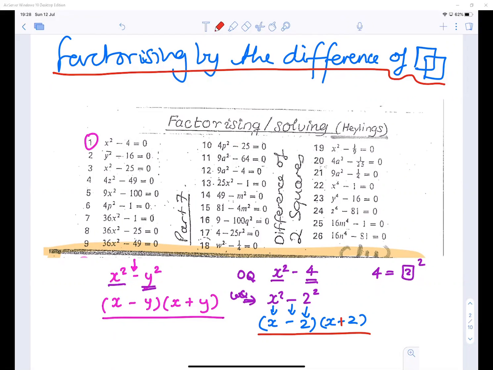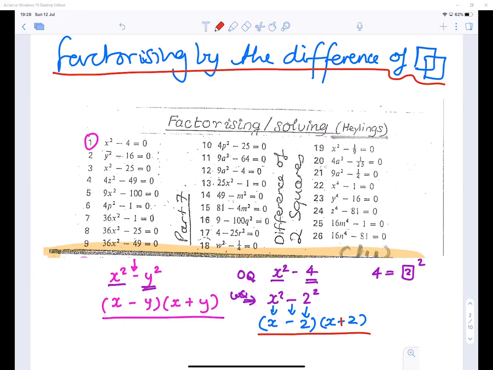X squared minus 4 can be written in a factorized format, in the part that's been underlined in red, as x minus 2 brackets, x plus 2. Normally, you would never think of it being written like that, but this special format of x squared minus 4 has this pattern of how we factorize it. So x minus 2, x plus 2.